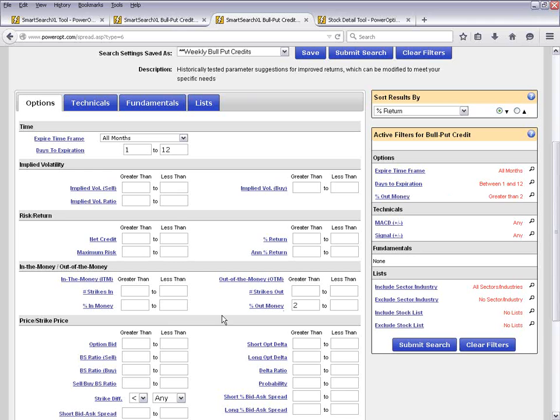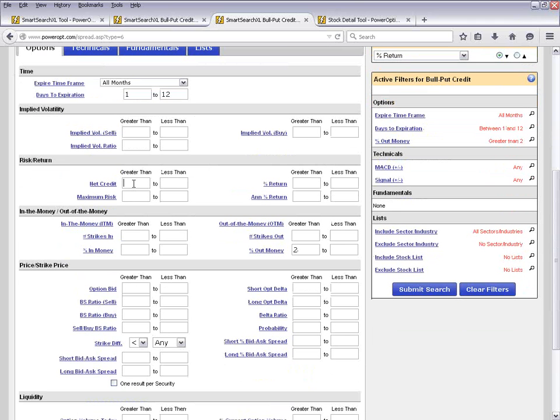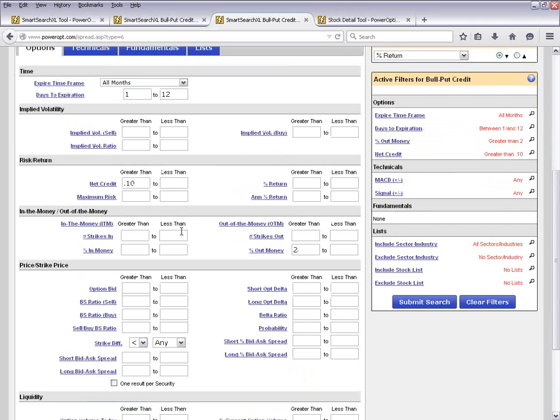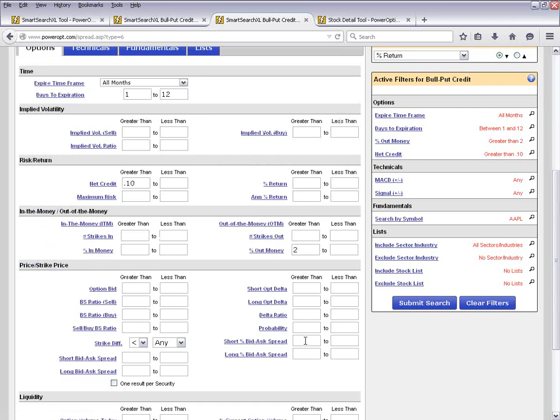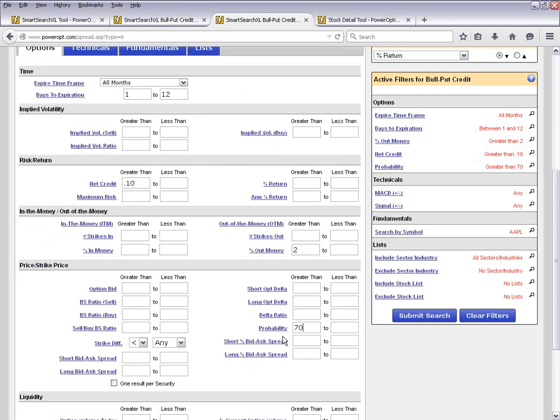Let's go about 2% out of the money with our short put. Still look for minimum net credit of, let's say, 10 cents. But at the same time, I'm just going to look one stock at a time. And let me go ahead and pull up AAPL. And, of course, one last little trick. Look for a probability of 70% or more. Good.